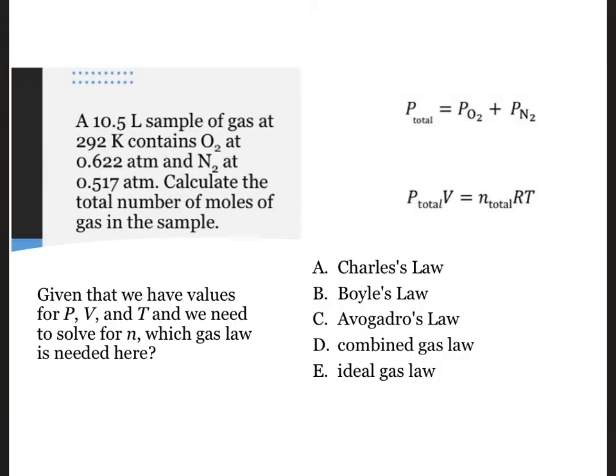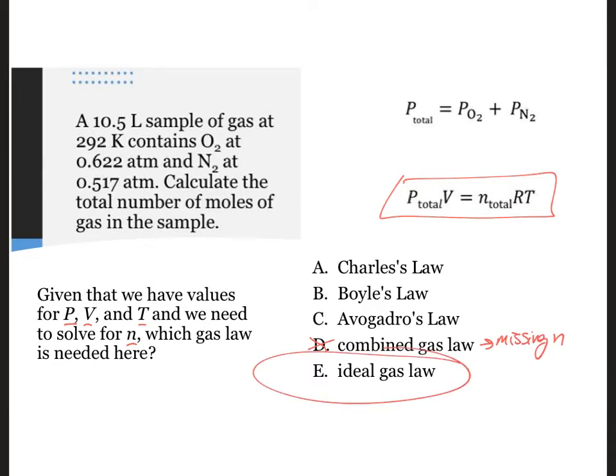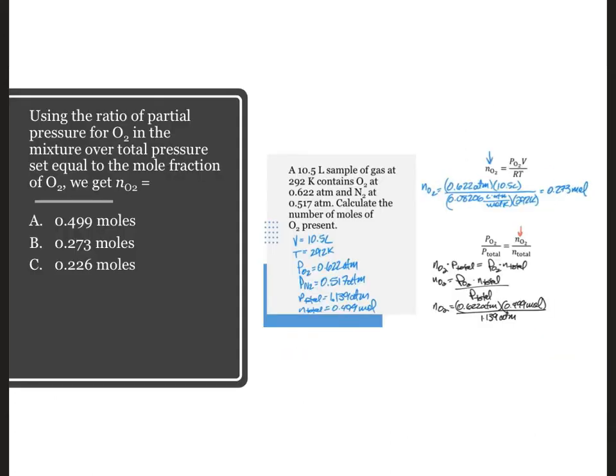This question says that given we have values for P, V, and T, and we need to solve for N, which gas law is needed? All right, I listed the ideal gas law right there on the slide, and the most common wrong answer was the combined gas law, but this one does not have N, so this one is missing the moles. So the ideal gas law is the key one there.